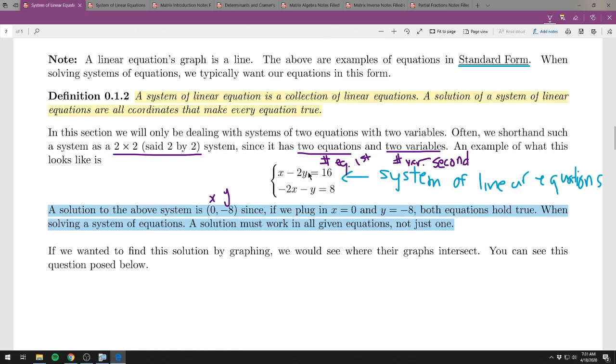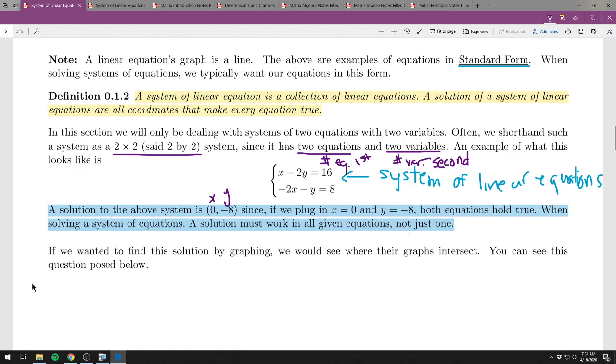you could see we get 16. And if you want to write it out, you can. And the second one, if you plug in x equals 0 and y equals -8, you also get 8 here. It has to work in both. It can't just work in one. And that's very important.